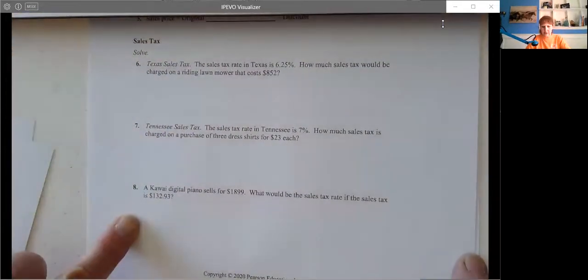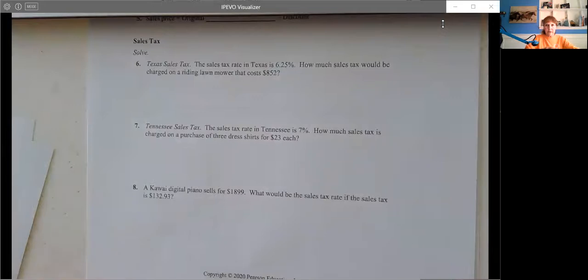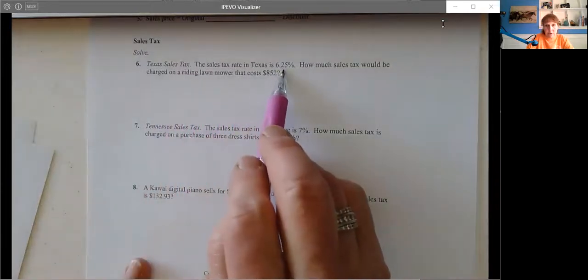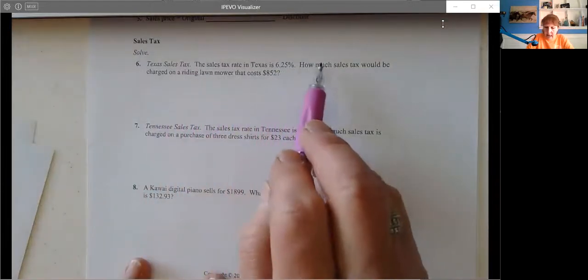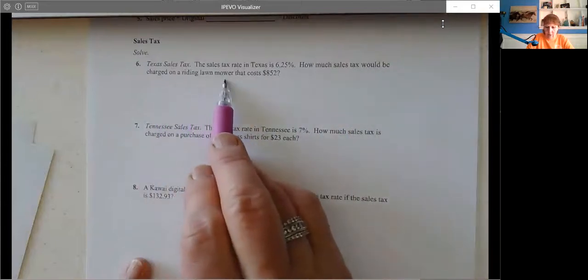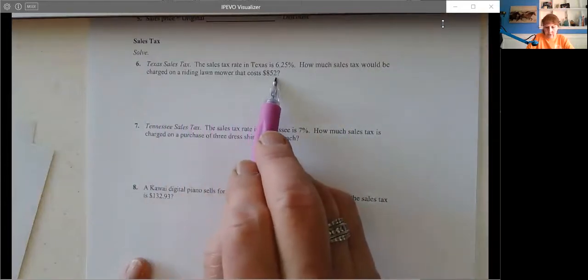These three deal with tax. We have a Texas sales tax. The sales tax rate in Texas is 6.25%. How much sales tax would be charged on a riding lawnmower that costs $852?